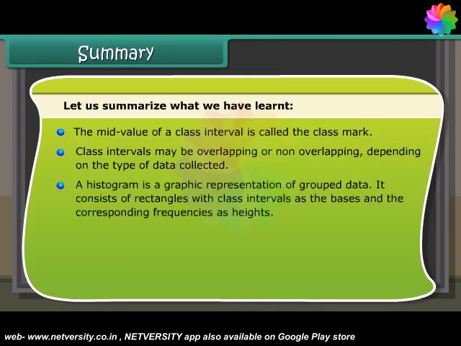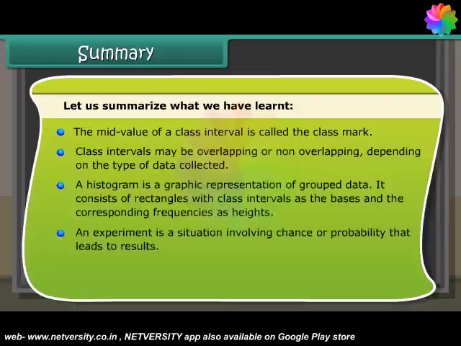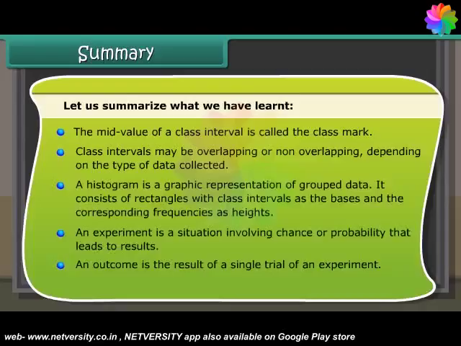A histogram is a graphic representation of grouped data. It consists of rectangles with class intervals as the bases and the corresponding frequencies as heights. An experiment is a situation involving chance or probability that leads to results. An outcome is the result of a single trial of an experiment. An event is one or more outcomes of an experiment.